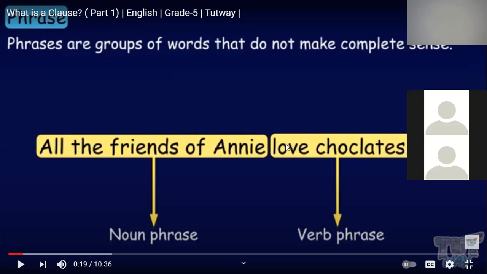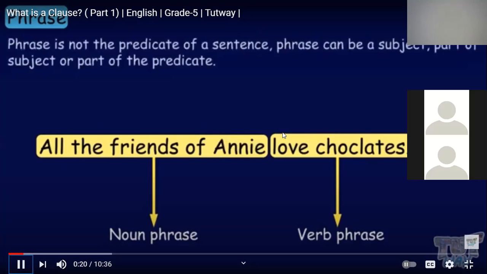Okay, so again, phrases are groups of words that do not make complete sense, or meaning, or meaningful sense. Okay, let's see more.